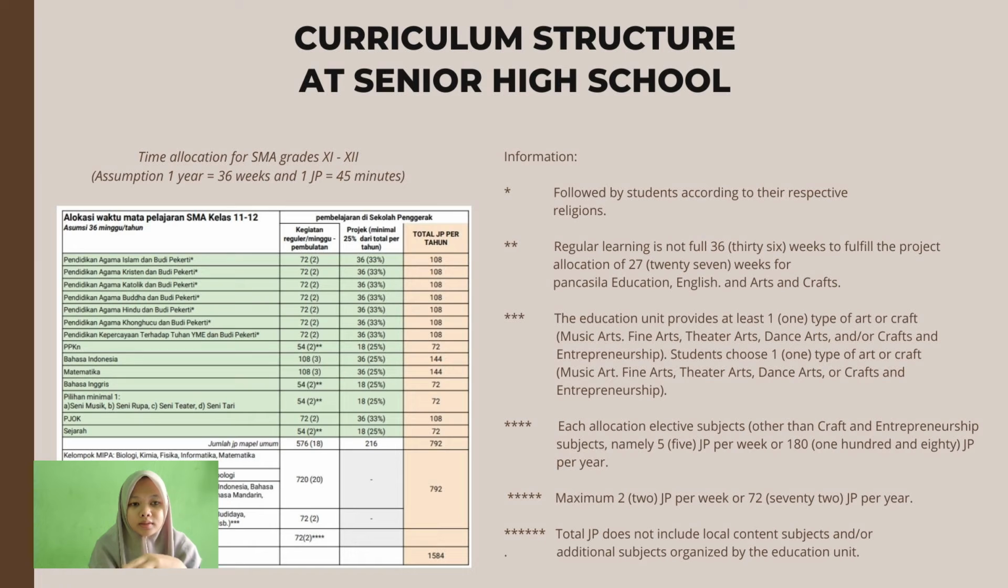And next, its allocations. Elective subjects other than craft and entrepreneurship subjects, namely 5 time learning per week or 180 time learning per year. And next, maximum 2 time learning per week or 22 time learning per year. Okay, last information is total time learning does not include local content subjects or additional subjects organized by the education unit.